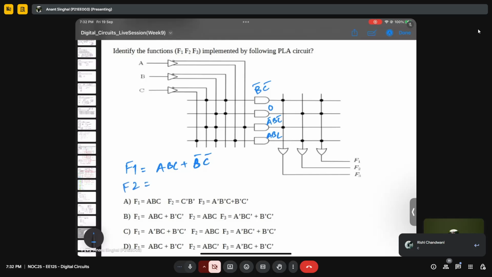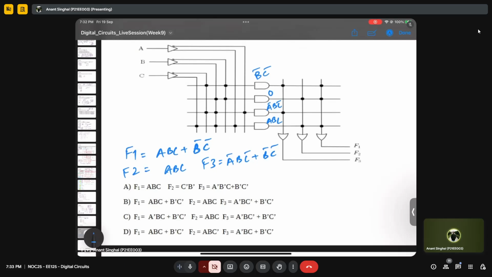F2 is 0 here, so ABC is F2. F3 is this thing, A bar B C bar plus B bar C bar. Is there any option like that? So F1 is ABC plus B bar C bar. Oh, these two are both. F2 is ABC, F2 is AB. Oh yeah, so I think option B should be the correct answer. Let's check F3, A bar B C bar. Yeah, so option B is the correct answer.